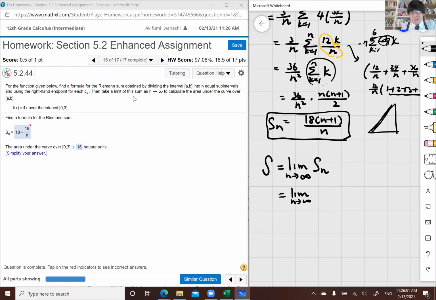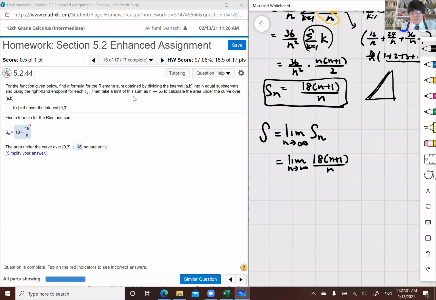So I have to take a limit of 18 times (n plus 1) divided by n. You can expand the numerator if you want, if that makes it simpler, but it's not necessary. So the first thing to do is plug in. When you plug in n going to infinity, the denominator is infinity and the numerator is infinity. So this is an indeterminate form of infinity over infinity.